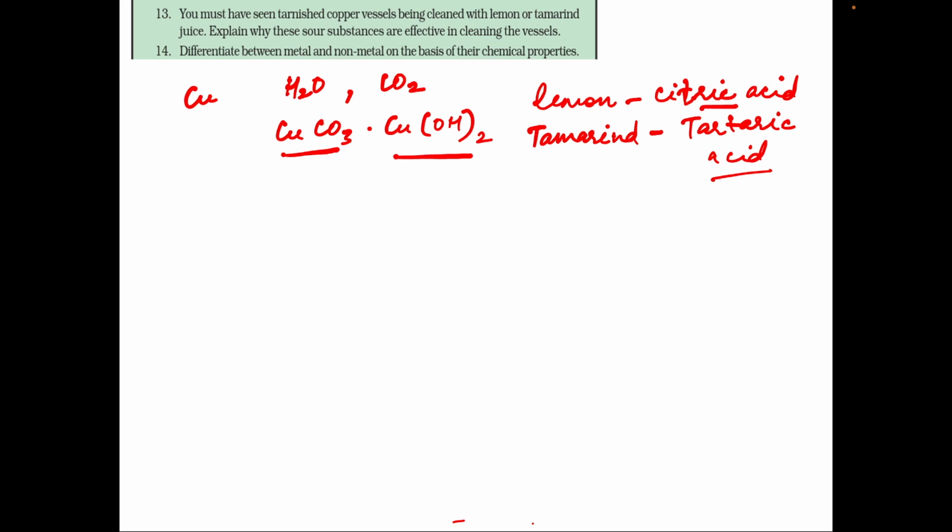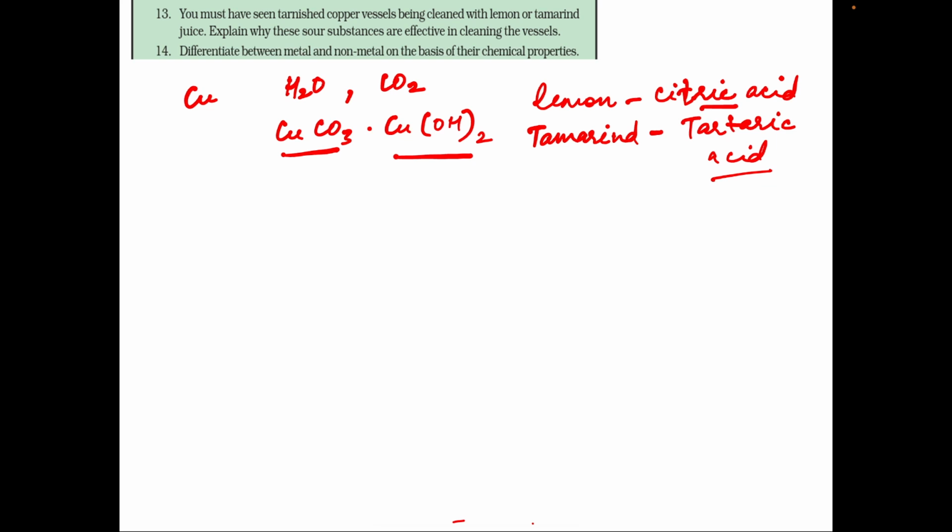is cleaned with lemon, this citric acid reacts with copper carbonate and copper hydroxide. When it is cleaned with tamarind, then tartaric acid reacts with copper carbonate and copper hydroxide. The layer of this basic copper carbonate is removed from the surface of copper.